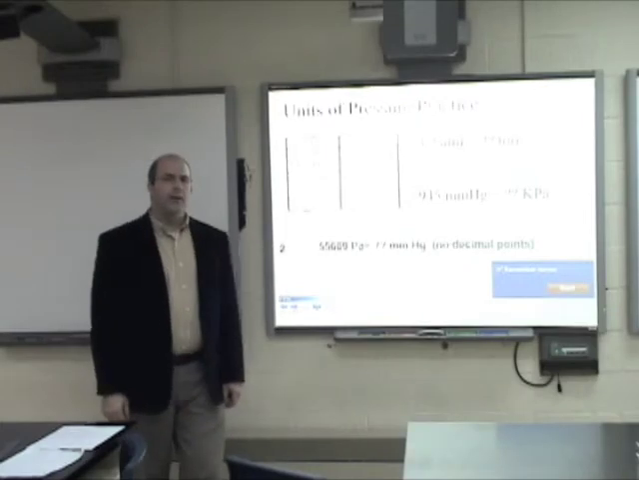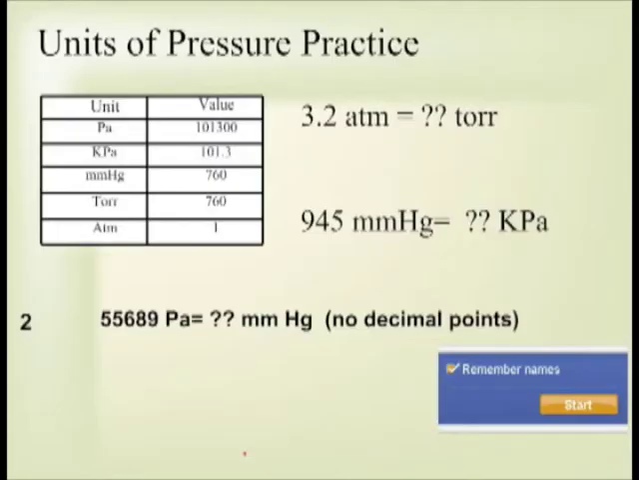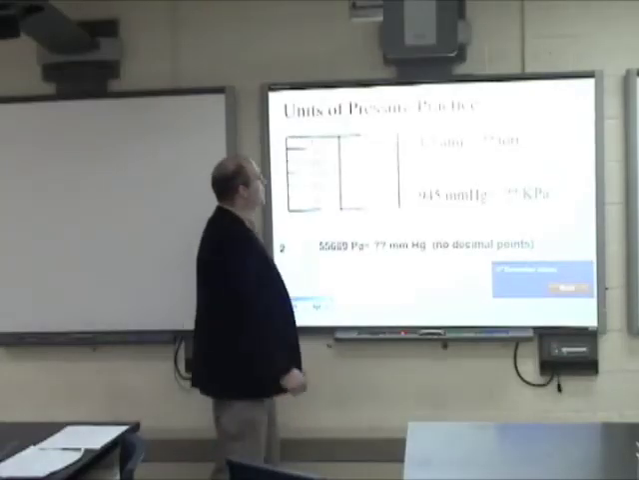So here's a chance for you to try. Using the chart, knowing that each value is worth the same amount, so 1 atmosphere is the same as 760 millimeters of mercury, which is the same as 101.3 kilopascals. Please convert 3.2 atmospheres into torr. Please convert 945 millimeters of mercury into kilopascals. Please do not do question number 2 just yet. The instructor should pause. And so let's run through this.